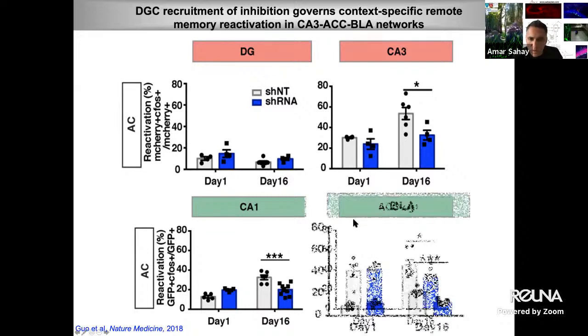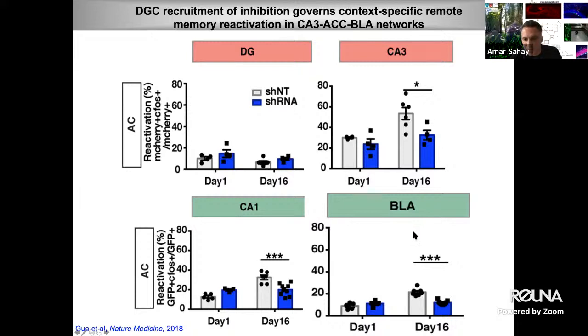This was also, to our surprise, seen at the level of the basolateral amygdala. So feed-forward inhibition in the dentate gyrus CA3 circuit maintains the engram, or we think the index, in the hippocampus, and this in turn dictates the extent to which distributed traces in the cortex as well as in subcortical circuits like the BLA are reactivated at these remote time points.